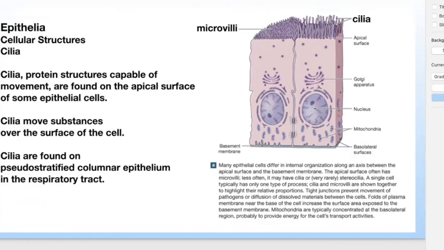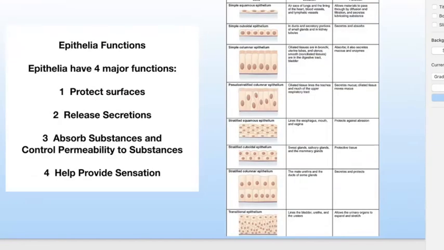Cilia are found on the apical surface of some epithelial cells, and cilia are complex protein structures that are capable of movement. Cilia move substances over the surface of the cell. Cilia are found in pseudostratified columnar epithelium in the respiratory tract, as well as in other areas of the body.